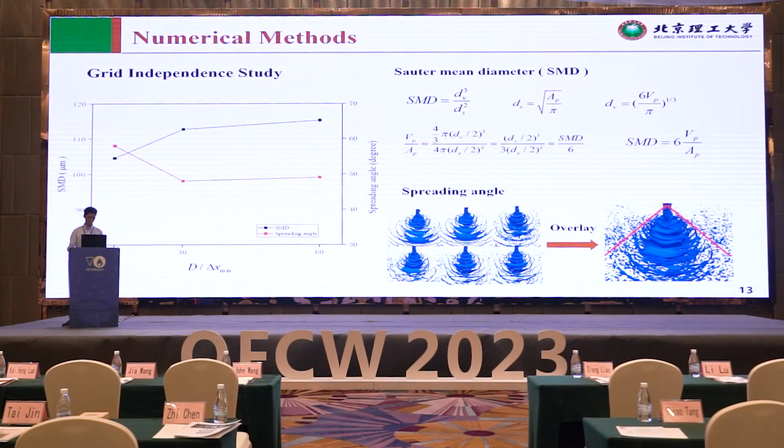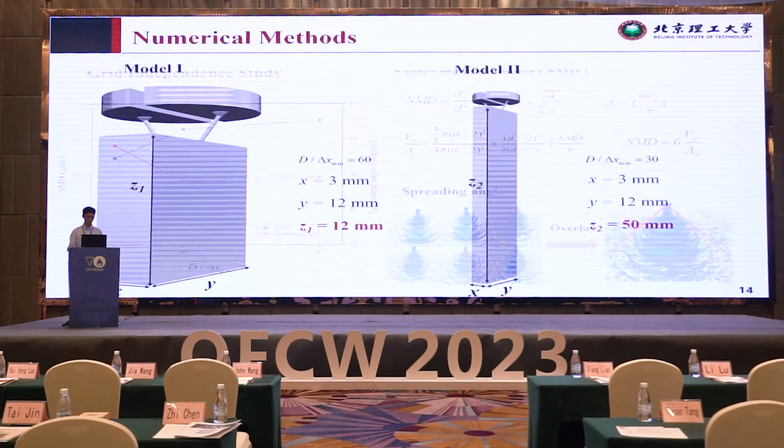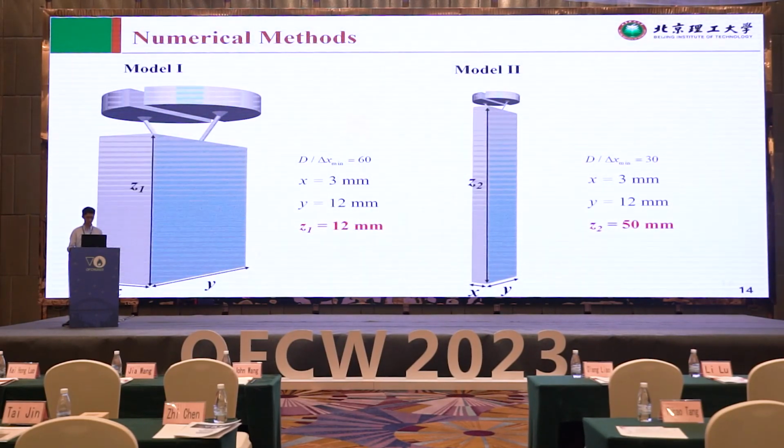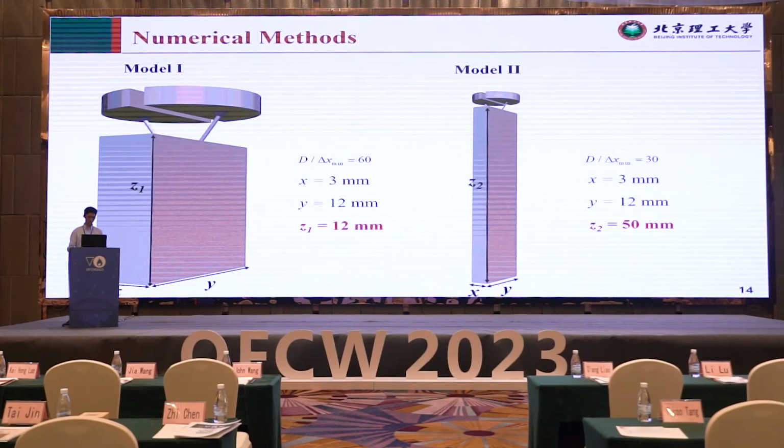In this graph, we have compared the Sauter mean diameter and the spreading angle against grid resolution. We found that the 30 and 60 grid resolutions do not have a major difference. Because of that, we have made two models of different resolutions. Model 1 shows a high resolution, where we can get a better understanding of the atomization dynamics. Model 2 shows a medium resolution, which shows a longer computational domain spread dynamic.